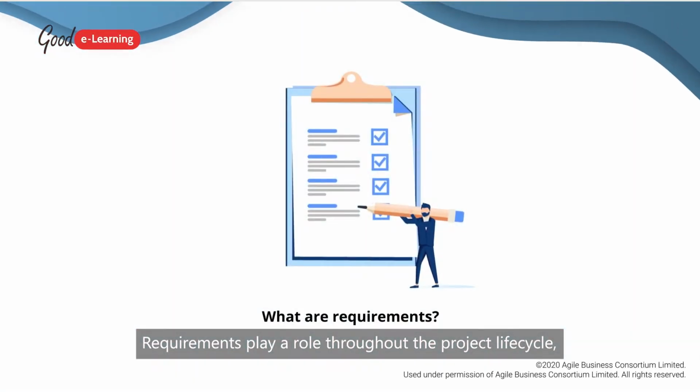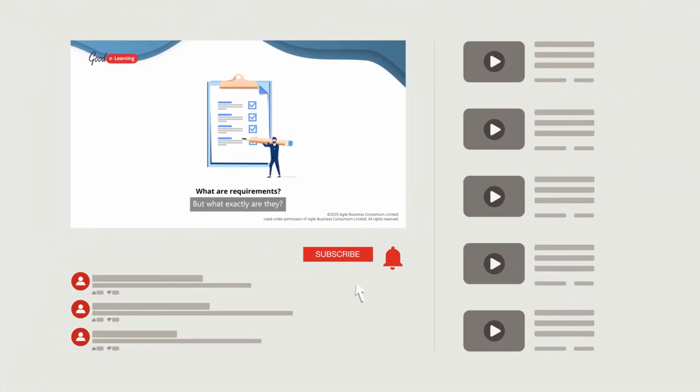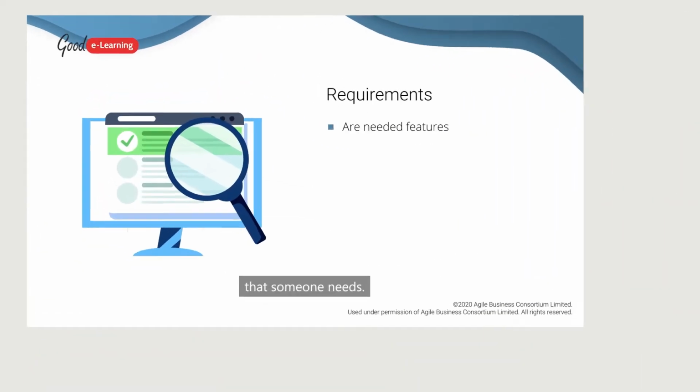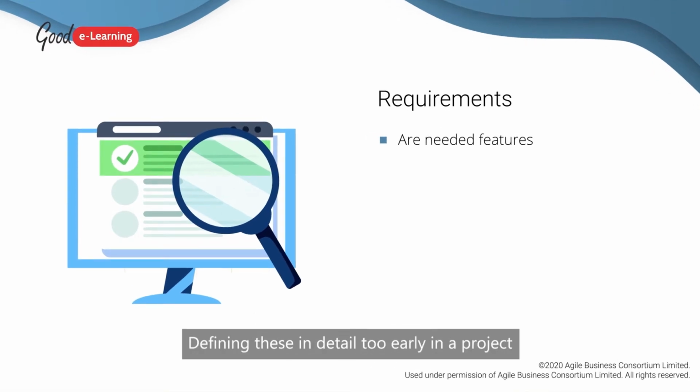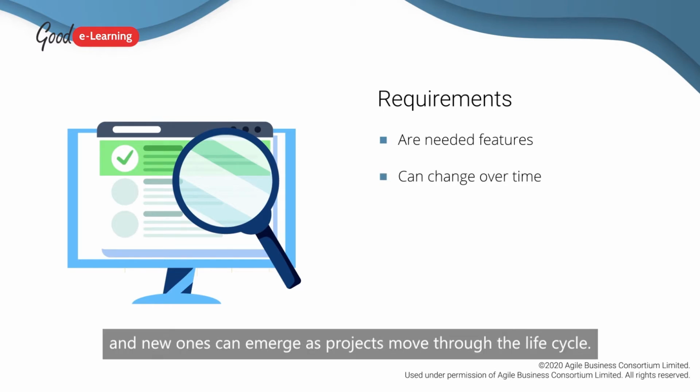Requirements play a role throughout the project lifecycle, from high-level epics and themes to more detailed user stories. But what exactly are they? A requirement, at its simplest, is a service function or feature that someone needs. Defining these in detail too early in a project can be both restrictive and wasteful. Requirements can change over time, and new ones can emerge as projects move through the lifecycle.